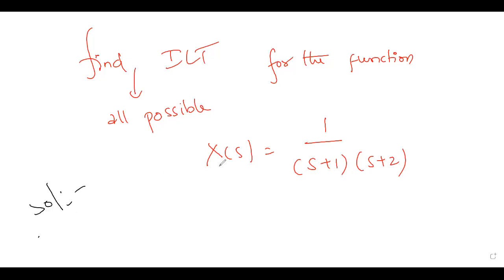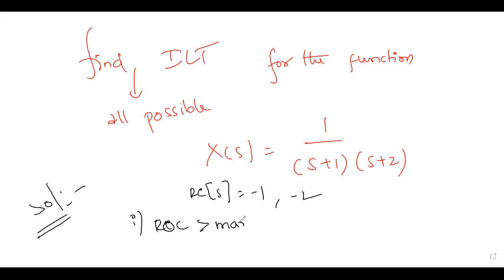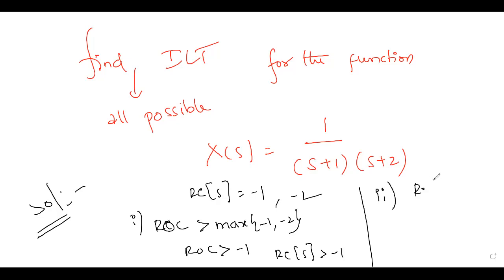So first what you have to see here, observe the poles. Only real poles are there: s equal to minus 1, s equal to minus 2. What are all the possible cases? ROC greater than maximum of poles. Maximum of poles means minus 1, minus 2, so the maximum is minus 1. That means ROC is real part of S greater than minus 1. First combination. What is the second possible case?